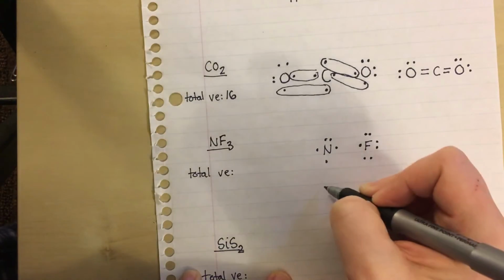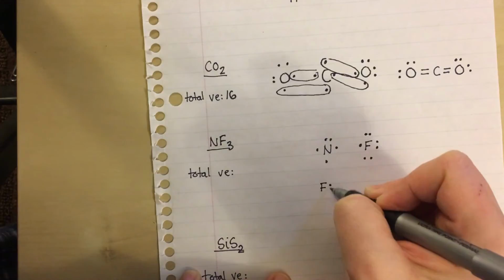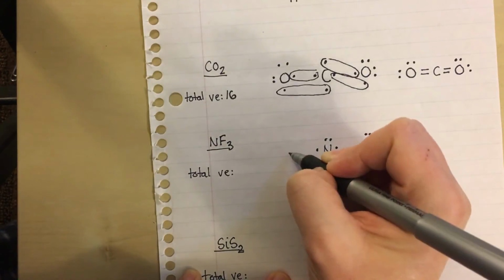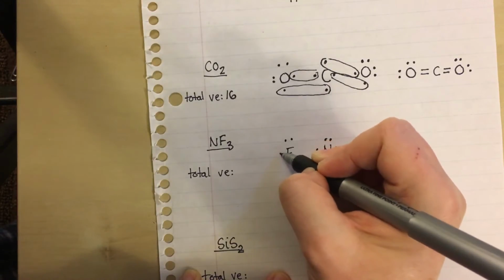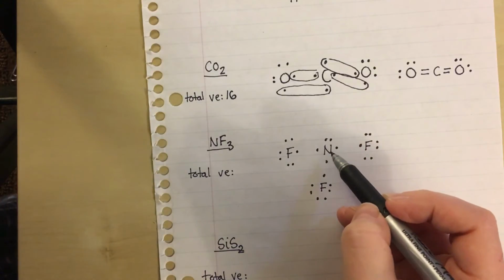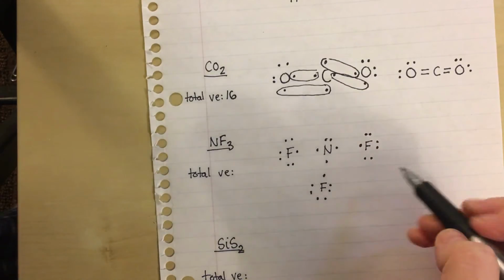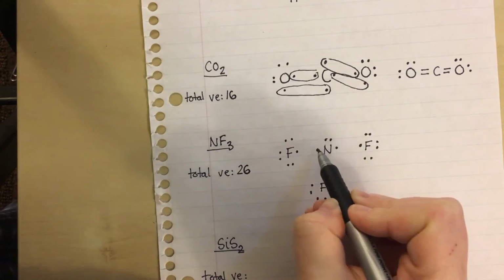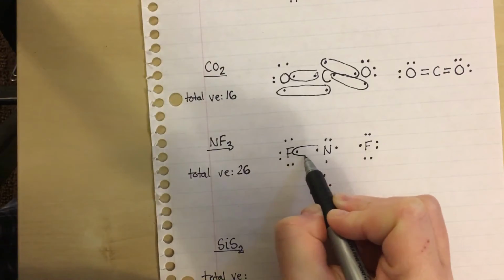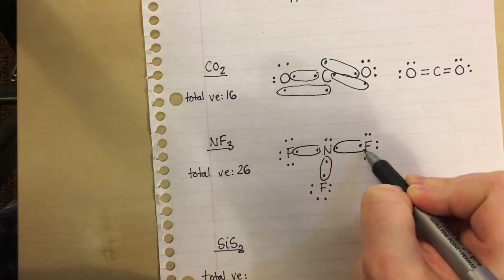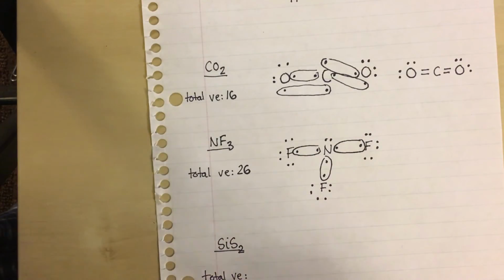Each fluorine has 7 valence electrons, and I'm going to put the single electron of each fluorine atom towards the nitrogen. Okay, so this nitrogen has 5 valence electrons, each fluorine has 7, for a total of 26. Okay. Now the single electrons I can share. Each fluorine atom will share 1 electron with nitrogen, and nitrogen has 3 single electrons it can share with the fluorine atoms. Each atom now has 8 valence electrons, or we've fulfilled the octet.